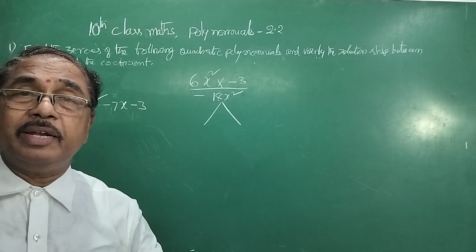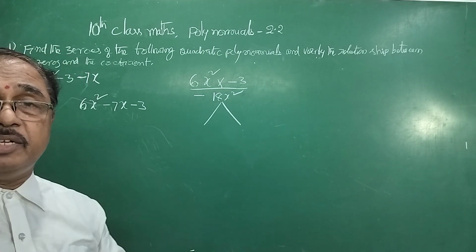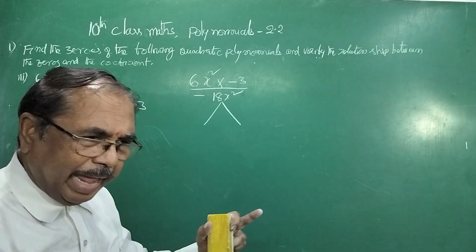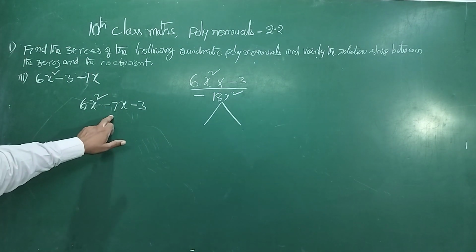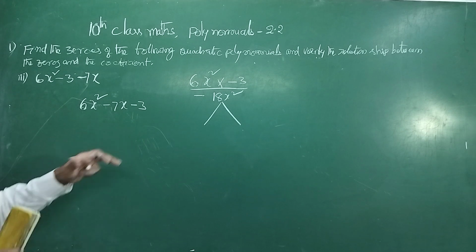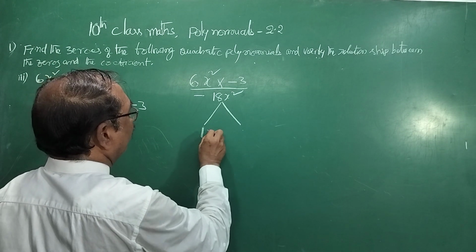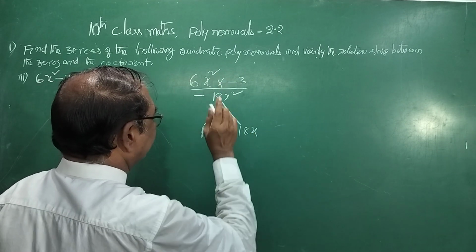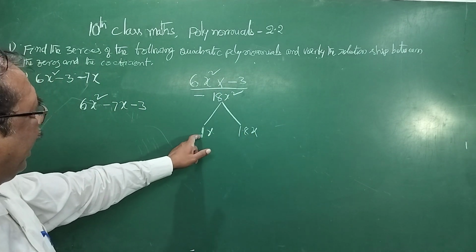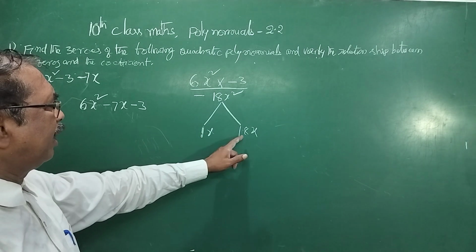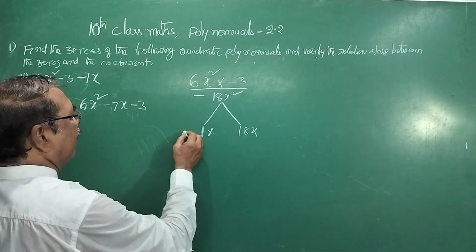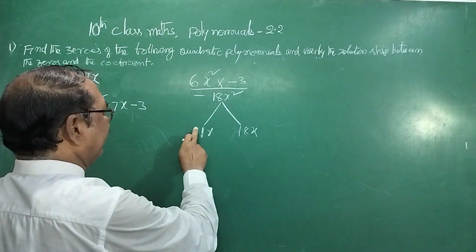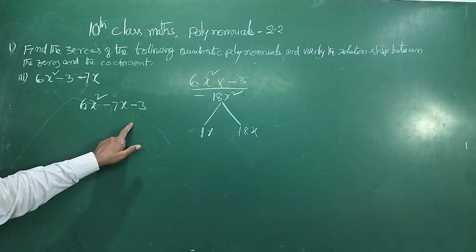How do we separate those factors? When we multiply, we have to get 18x square. When we add, we have to get the middle term. What is the middle term? 7x. Yes, let us see. 1x into 18x, 1 into 18, 18x square. When we add, 18 plus 1 is 19. When we subtract, let us make it minus, 17. But we have to get 7x.